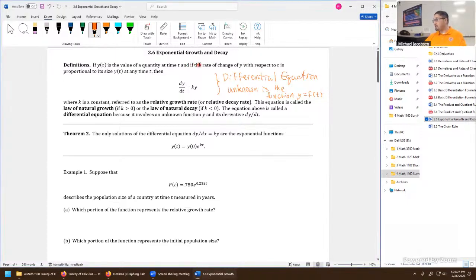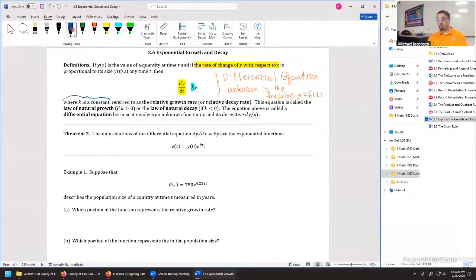It says the rate of change of y with respect to t right here. But when you say that, recall rate of change just means derivative. And that's why we said dy dt. This is just a verbal way to say the derivative of y with respect to t. And here it is, y prime, but in Leibniz notation. We're also being told it's proportional to its size, y of t. That's the y part right there, at any time t. Proportionality requires a constant of proportionality, and that's what this k value is right here.